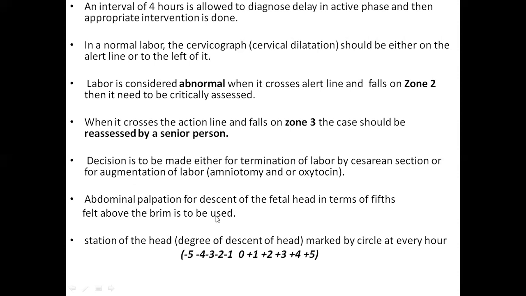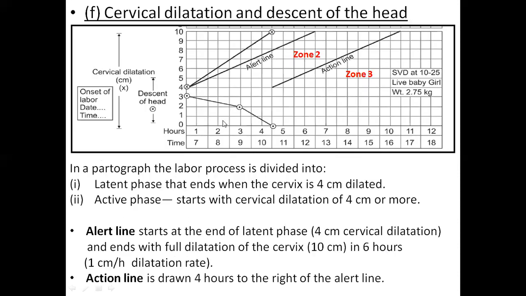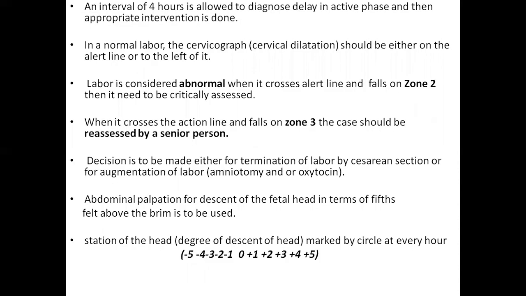Abdominal palpation for descent of fetal head, in terms of fifths felt above the brim, is to be used. Station of the head, that is degree of descent of head, is marked by a circle at every hour. You can see the descent of head is shown as the dots in this graph, which is progress, that is 5 steps, starting from 3 and going down. It comes to 0 in 4 hours.